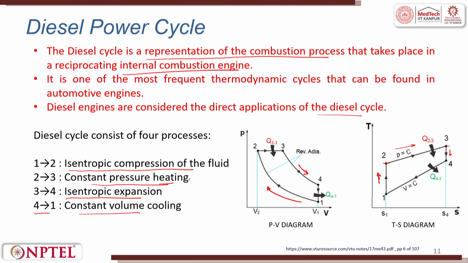Like heating was there, this is exactly the opposite: constant volume cooling from 4 to 1, where the entropy decreases, and when it is cooling, there is heat rejection. You can see Q4-1 is heat rejection, and there was heat addition Q2-3 when constant pressure heating was there.